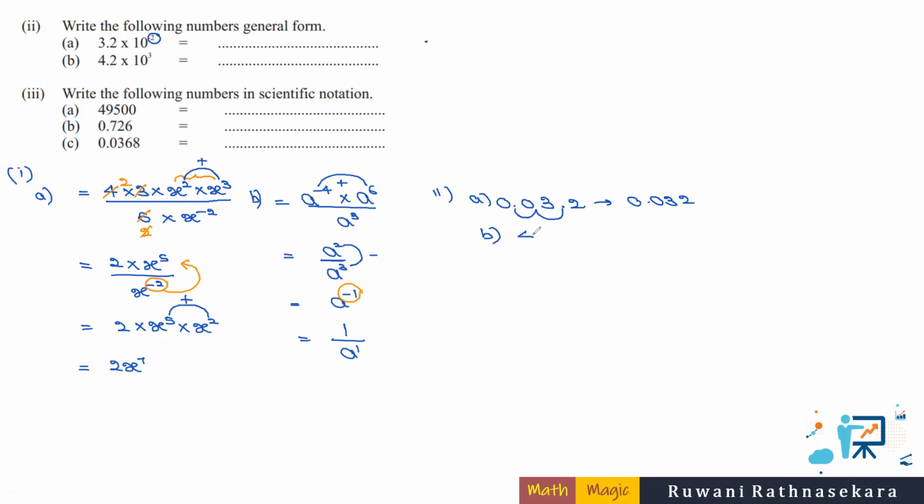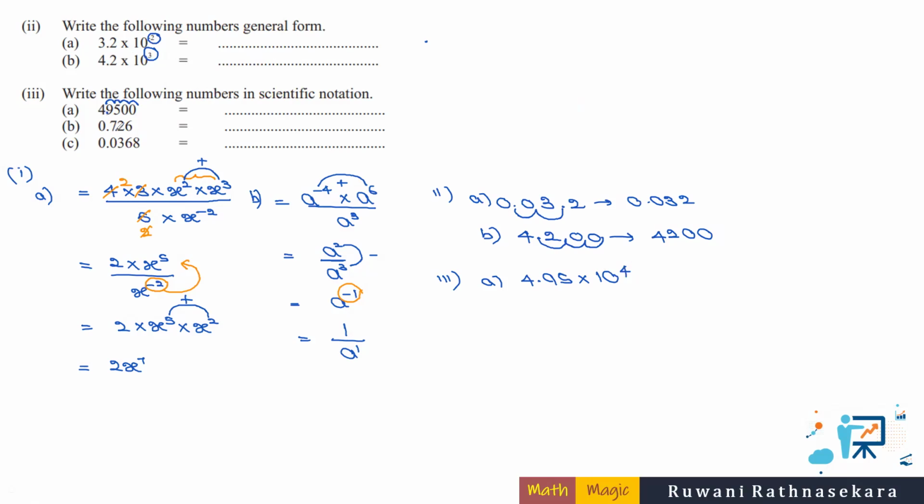Right? Then B, 4.2 into 10 to the power 3. 4.2 into 10 to the power 3 means, plus 3 means 3 places to the right. 1, 2, 3. With another 2 zeros added, it will be 4200.0, 4200. Then in part 3, you have to write these numbers in scientific notation. You have to write the number between 1 and 10 as 4.95 multiplied by 1, 2, 3, 4 places to the right, 10 to the power 4.